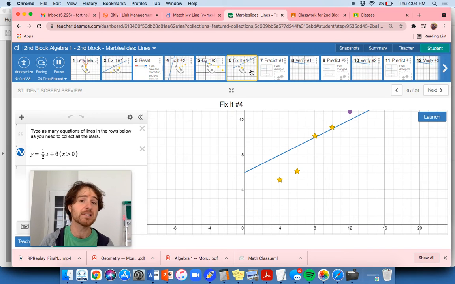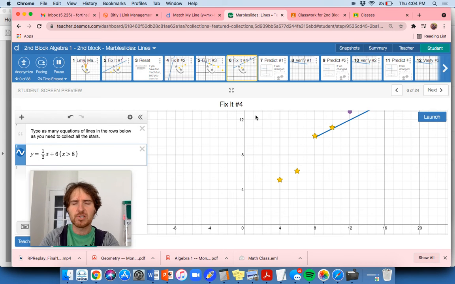All right, check it out here. So it looks like I got to change the domain. It says, type as many equations of lines into the rows below as you need to collect all the stars. Well, first of all, I need to adjust the domain on this one here. This is starting at 0. Look, x is greater than 0, so my domain of this line starts at 0. My domain needs to start more at like, I don't know, at 8, right? At 8 or so. So that actually drops down, okay? So there we go. I got this one there.